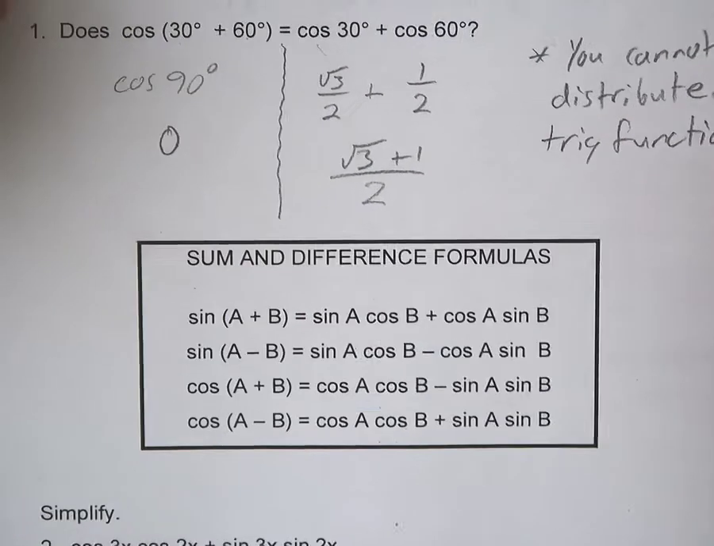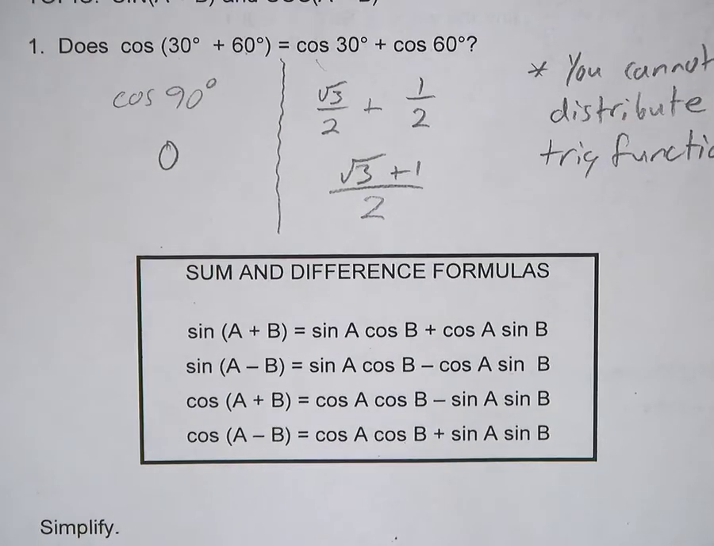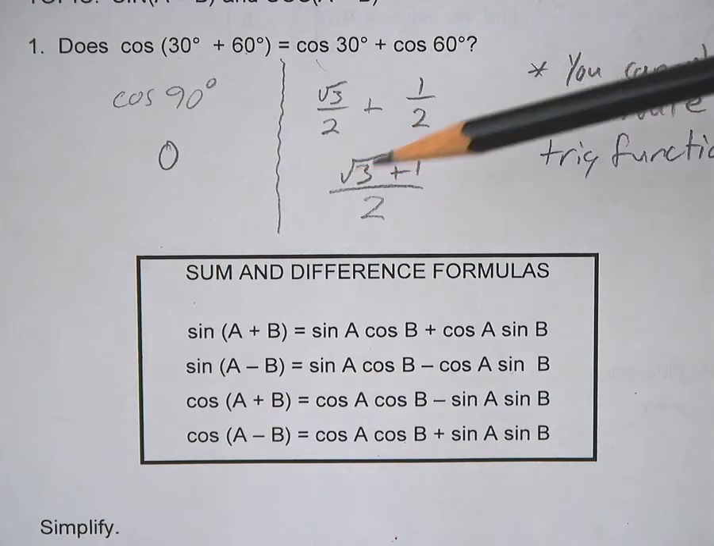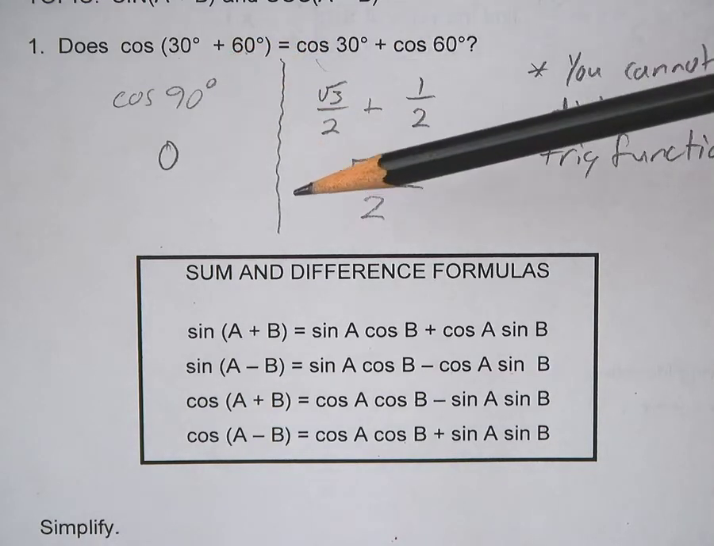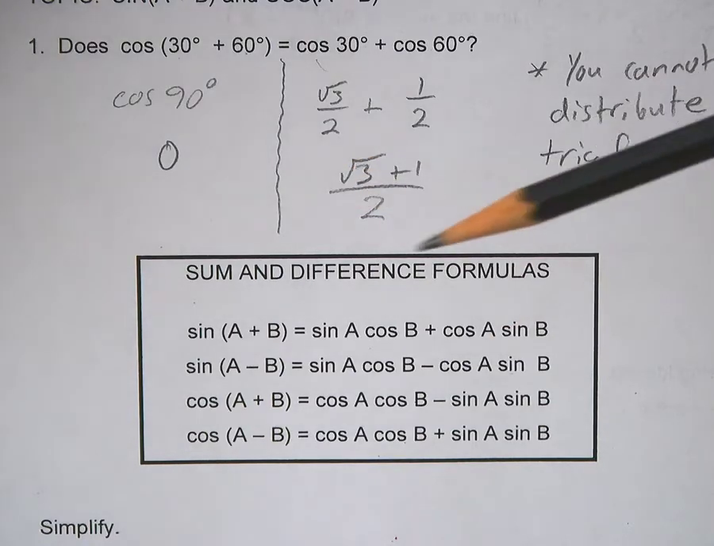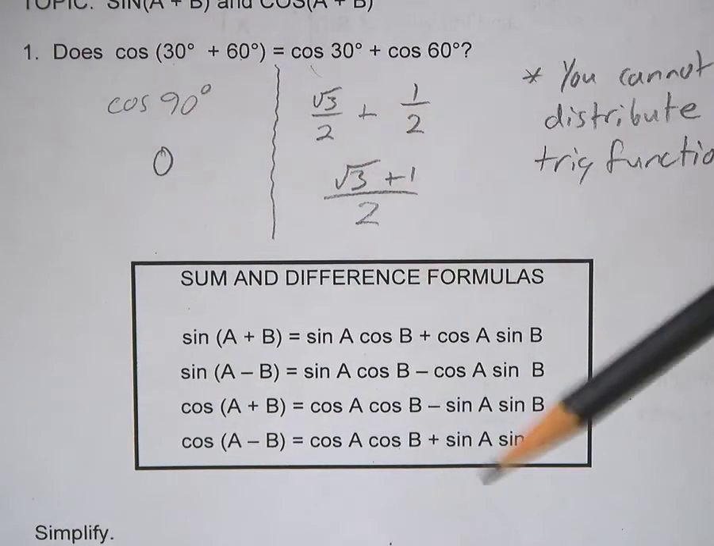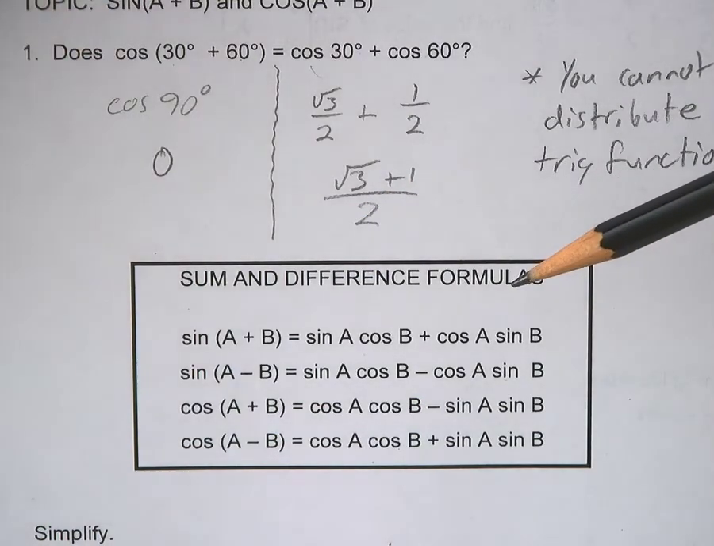Some mathematicians a really long time ago saw this and they thought, well, this is a problem because what if these are variables like a and b? We need to come up with a way to simplify it. So they did some calculating and some measurements, and they came up with the sum and difference formulas.